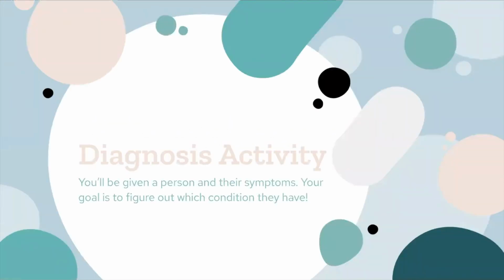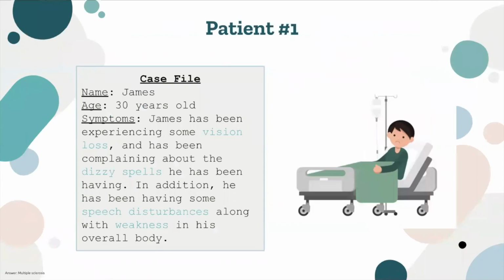To practice what we have learned, let's complete a diagnosis activity. You'll be given a person and their symptoms. Your goal is to figure out which condition they have. Our patient's name is James, and he is 30 years old. James has been experiencing some vision loss and has been complaining about the dizzy spells he has been having. In addition, he has been having some speech disturbances along with weakness in his overall body. Pause the video to think about what neurodegenerative disease James has.